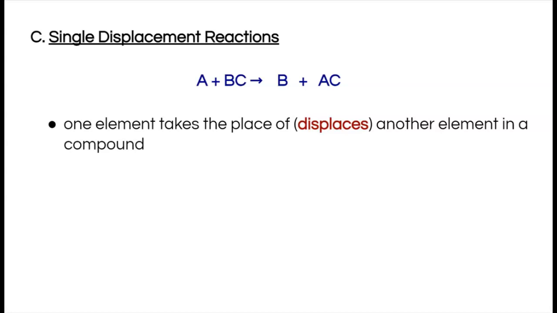This reaction type is often called a single replacement because what we see is element A replacing element B in the reaction. It's almost as though B is being bumped out by A. A is going in there, knocking B out of the way. B is by itself, and now we have the compound AC.